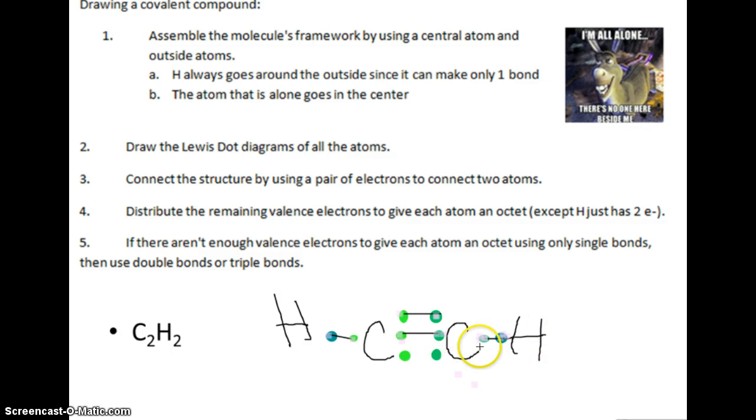So I got cut off, but I was saying, are the carbons happy? No. And so I'm going to move the electrons and make another bond between these two atoms. Because I have 1, 2, 3 bonds between these two atoms, we call it a triple bond. So let's count. 1, 2, 3, 4, 5, 6, 7, 8. Is this carbon happy? Yes.